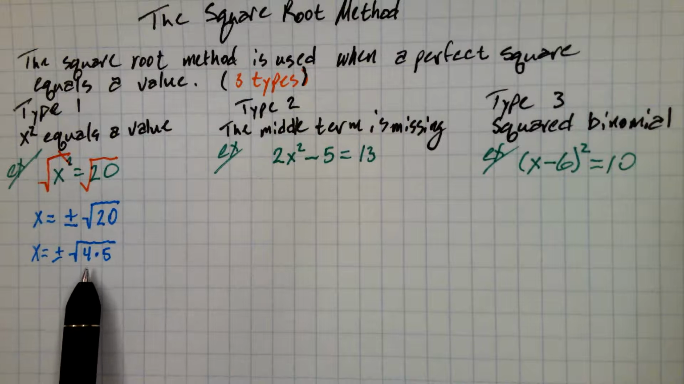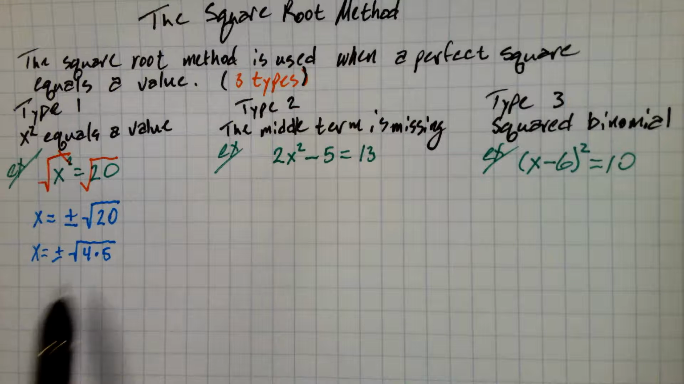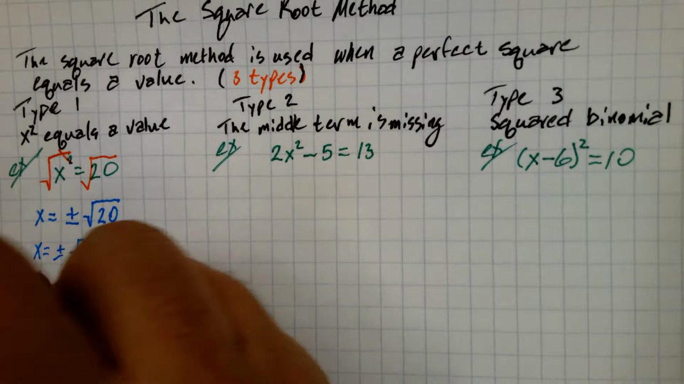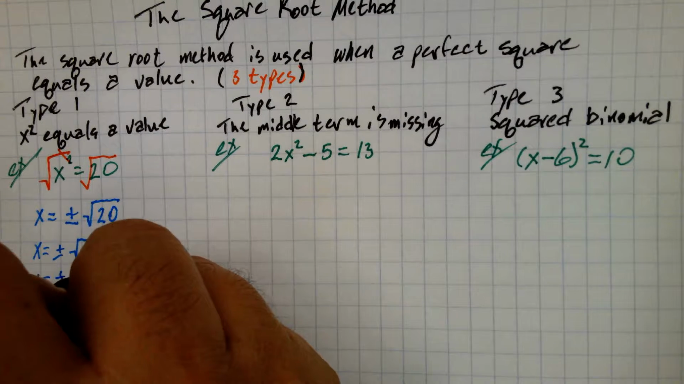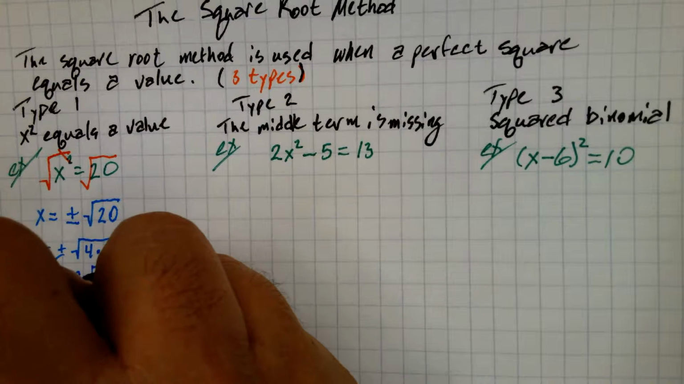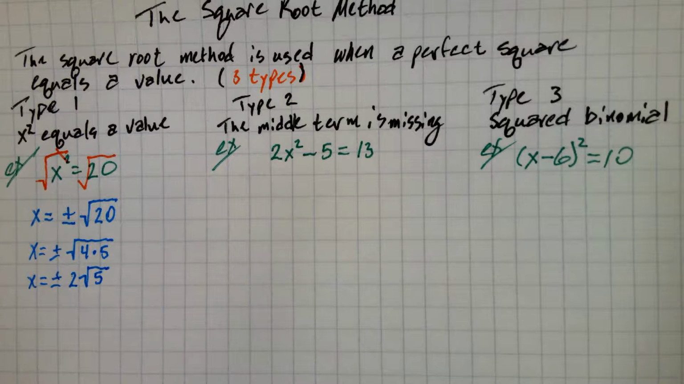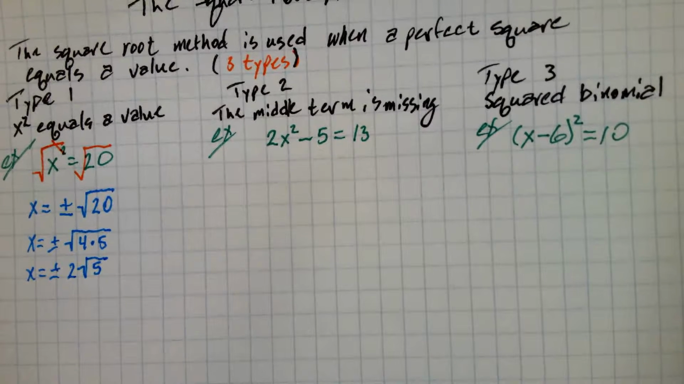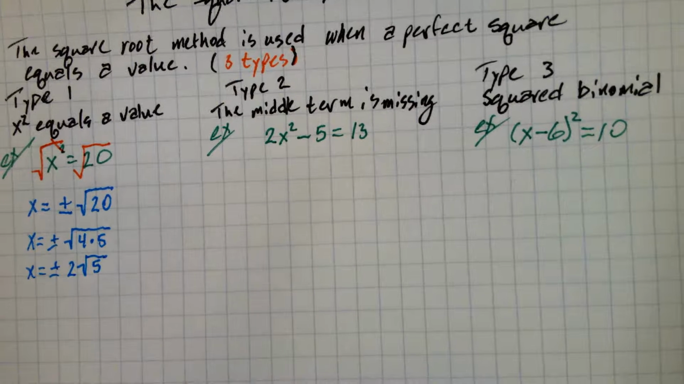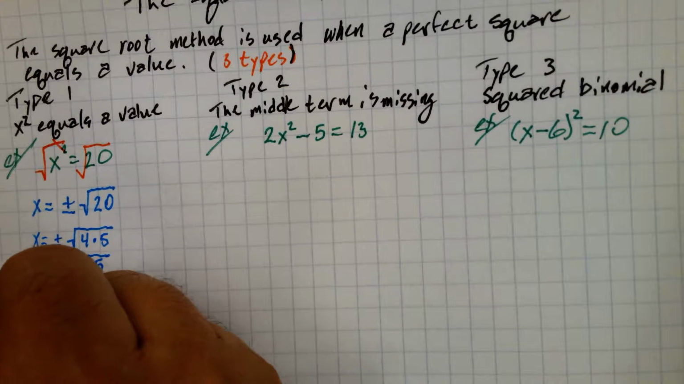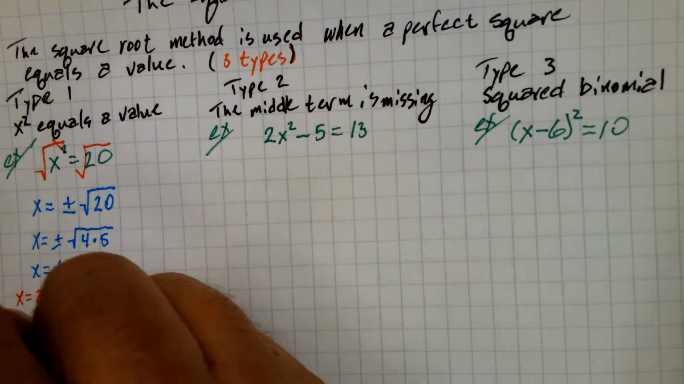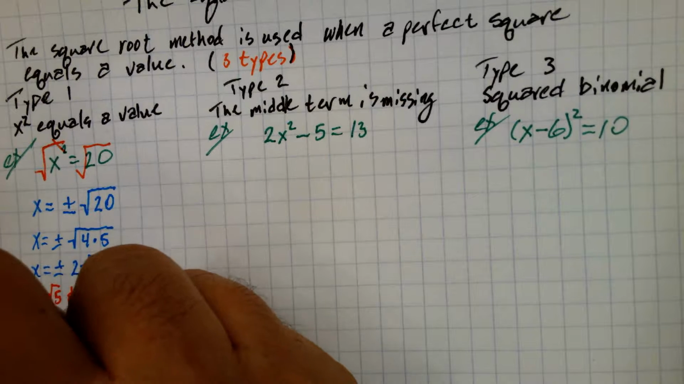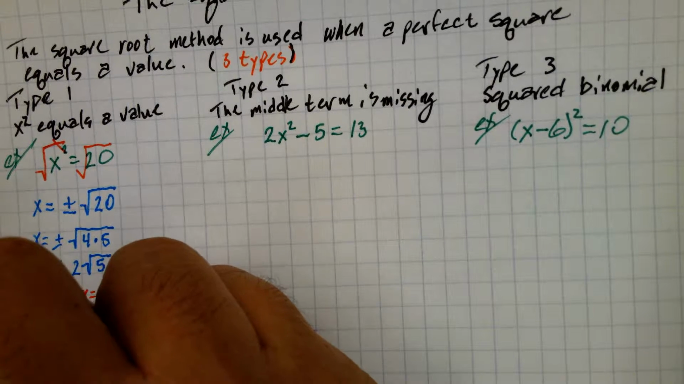What's the square root of 20? Square root of 4. 2. So my final answer, and there's two of them, 2 square root of 5. 2 radical 5. But remember, there's two answers. I'm not always going to write them separately, but you need to realize when I write this, this means x equals 2 radical 5 and x equals negative 2 square root of 5.